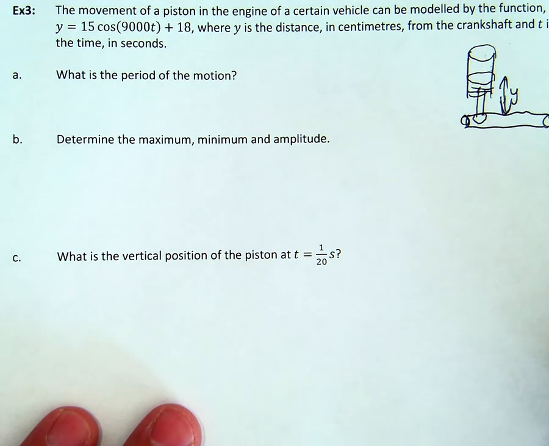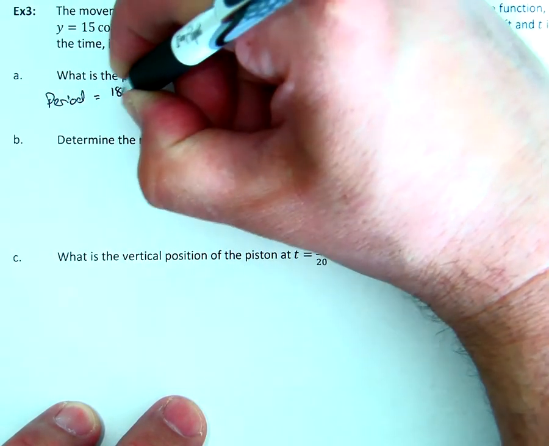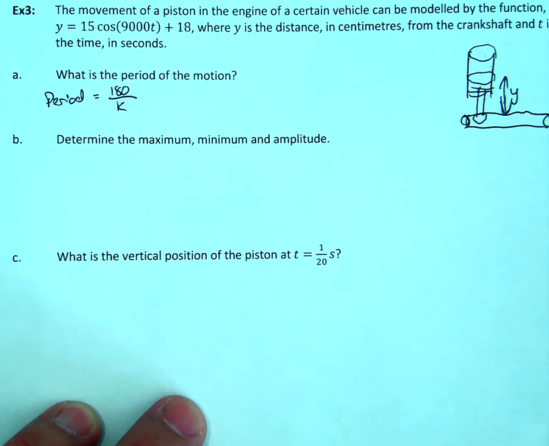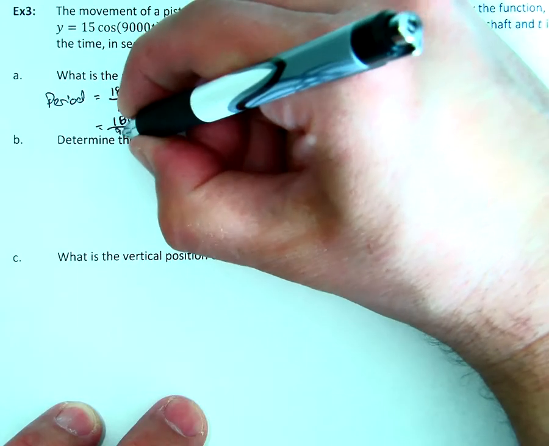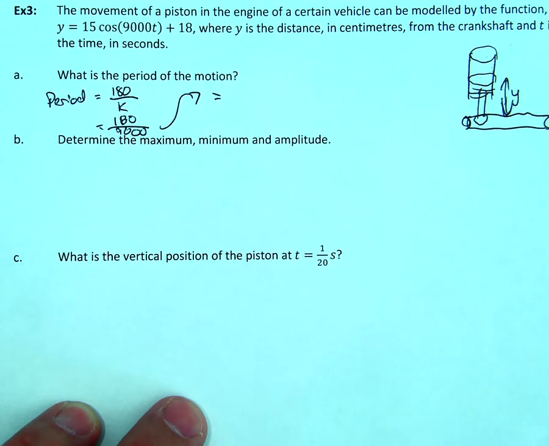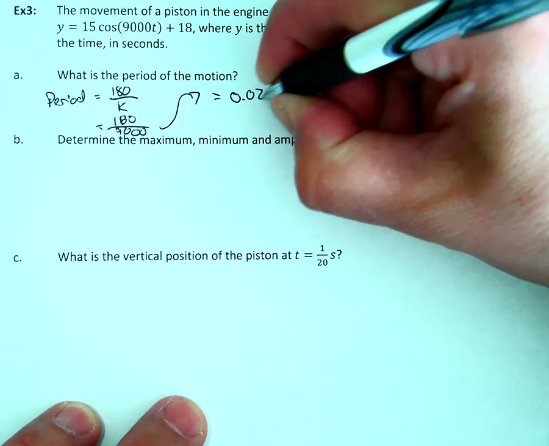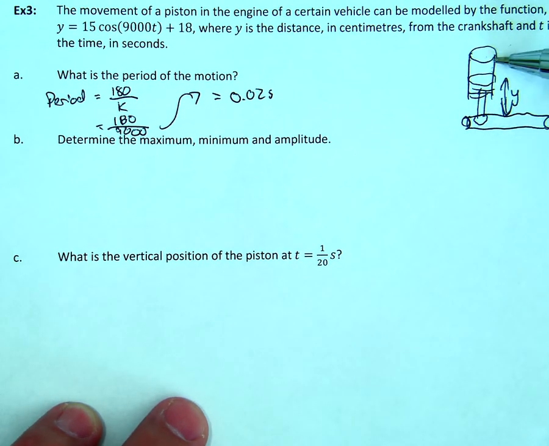So the first thing we're asked to do is find the period of the motion. The period is always equal to 180 over k. In this case, the k value is 9,000. So that would be equal to 180 divided by 9,000, which is 0.02, and that would be seconds. What it means is that's the period, the time it takes for the piston to go all the way from the top down to the bottom and back to the top again. So that's going to take 0.02 seconds. So it moves pretty quick.